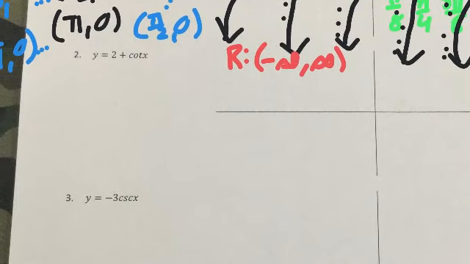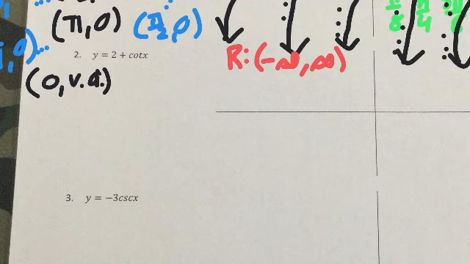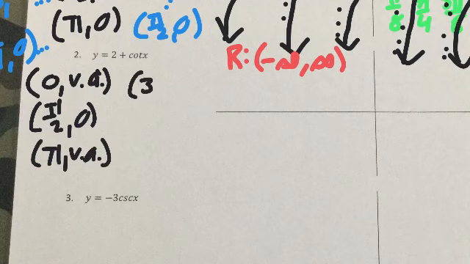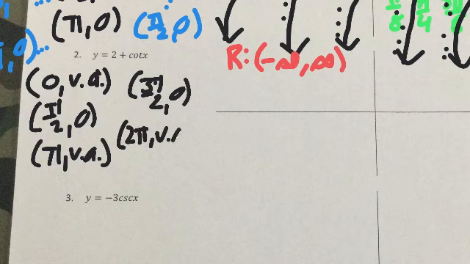Okay, the next one is 2 plus cotangent of x. So I could think about that being the same thing as cotangent of x plus 2. So this is just a vertical shift where we're shifting the graph up 2. So with cotangent, my critical points are 0, asymptote, pi over 2, 0, pi, asymptote, 3 pi over 2, 0, and 2 pi, asymptote.